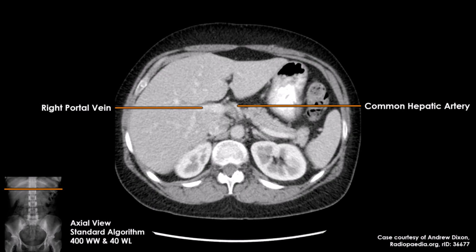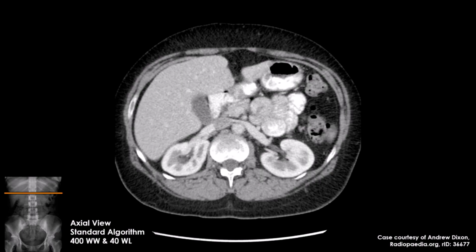On the posterior margin of the pancreas, we can see this vessel, which is the splenic vein. The splenic vein is usually easy to find because it leaves the spleen and follows the posterior contour of the pancreas. The splenic vein is important because it's one of the three major vessels that converge to form the portal vein.